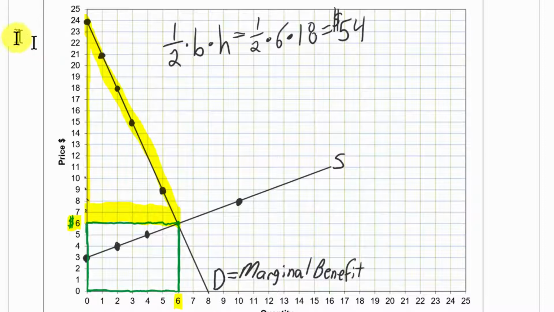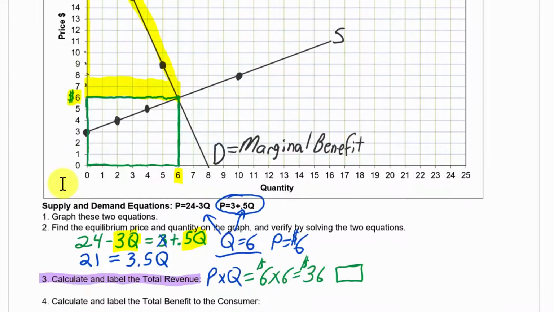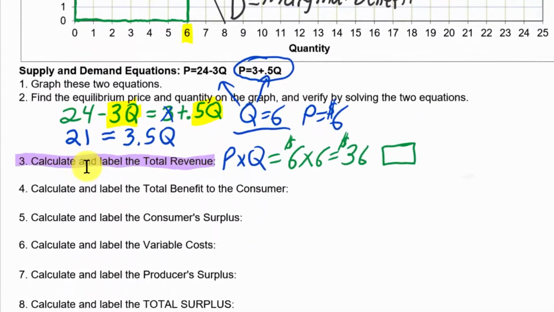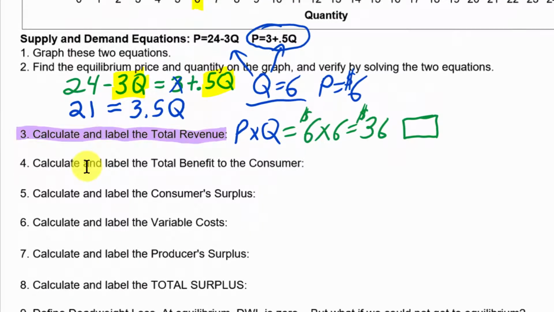$54. All right, so the yellow triangle is $54 plus the total revenue is 36. 54 plus 36. The total area under the demand curve is $90. And that is the total benefit to the consumer, $90. And remember what that means. That's the most this person would be willing to pay to get the 6 boxes of cookies.